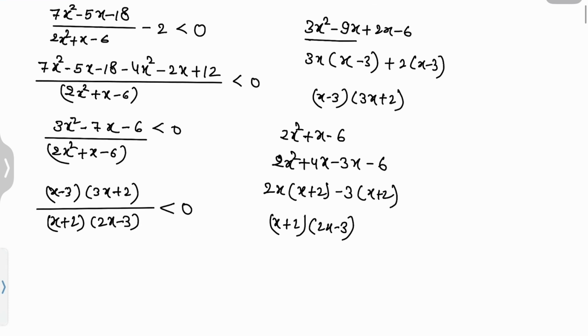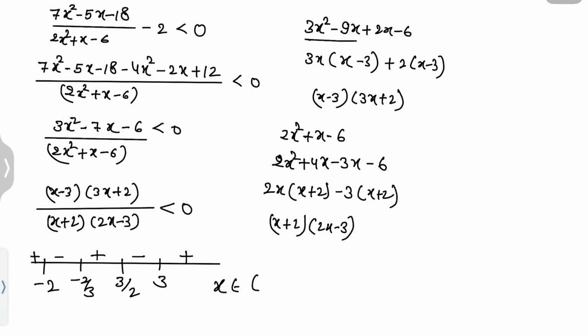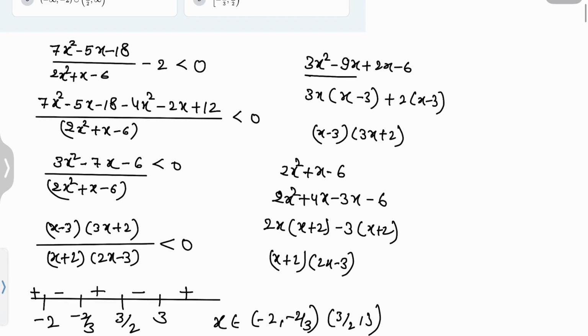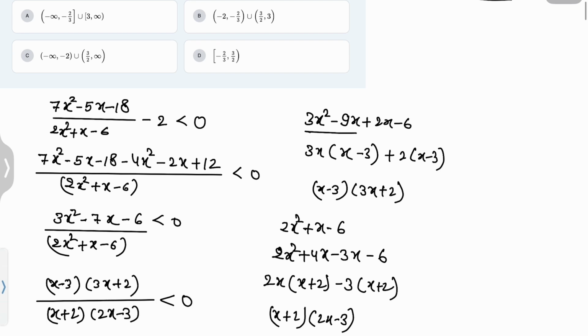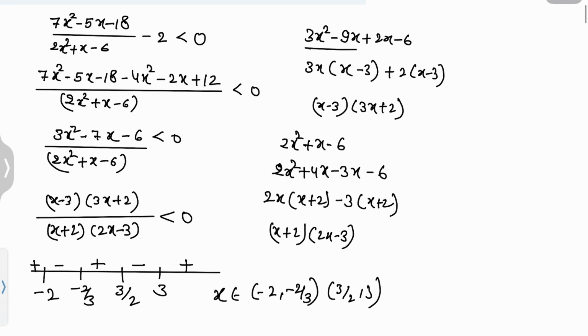less than 0. So you can use the wavy curve method. In the wavy curve method, the highest term is 3, then after that 3 by 2, then after that minus 2 by 3, and then minus 2, and use plus, minus, plus. So your region is x belongs to minus 2 to minus 2 by 3, and 3 by 2 to 3, and that is the answer. So your answer is the second option, correct.